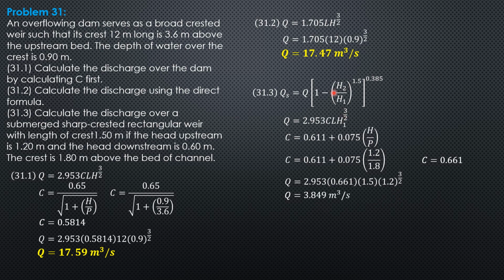Then substitute here, where Q is 3.849, H2 is 0.6, H1 is 1.2. So Q submerged is 3.849 times the quantity 1 minus 0.6 over 1.2 raised to 1.5, and the quantity raised to 0.385. So the submerged discharge is 3.254 cubic meters per second. So that's it for this problem.